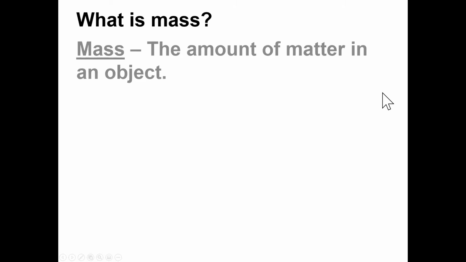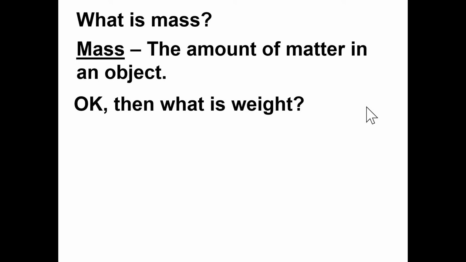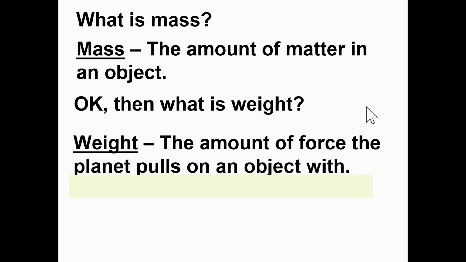So what is mass? Mass, simply defined, is the amount of matter in an object, literally the amount of stuff inside you or in any object. Okay, then, what is weight? Well, weight is the amount of force the planet pulls on an object with. So when we say our weight, it is literally how much Earth is pulling on us. Your mass is a representation of how much matter is inside you. Your weight is a representation of how much the planet you are standing on is pulling on you with.